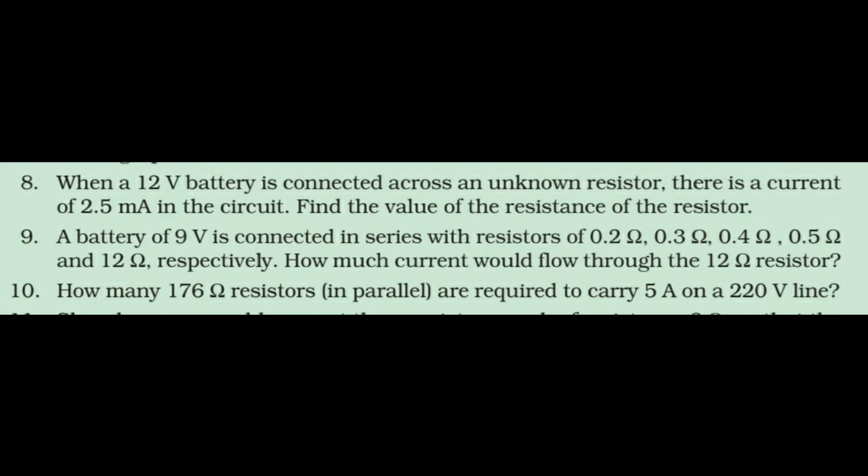Question 8. When a 12 volt battery is connected across an unknown resistor, there is a current of 2.5 milliampere in the circuit. Find the value of the resistance of the resistor. Potential difference is 12 volt and current given is 2.5 milliampere. 1 milliampere equal to 1 upon 1000 ampere, means 10 raised to the minus 3 ampere. So we have to convert current into SI unit ampere.